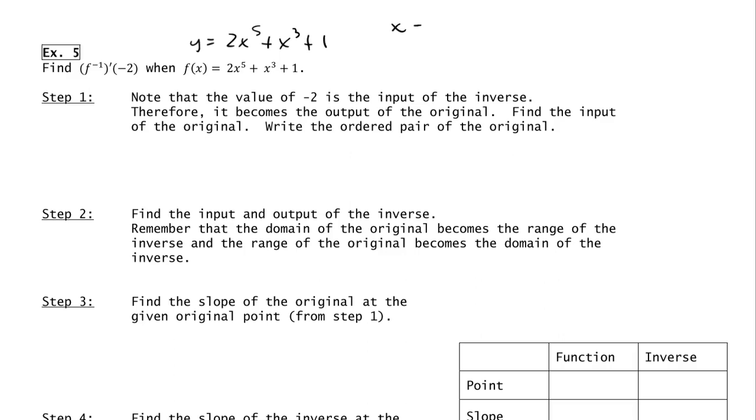You're supposed to switch them. So it should look like this. Now if you guys try solving this for y, you can't, because you have a y to the 5th and y cubed. If I can't solve for y, what happens is I can't find the inverse.